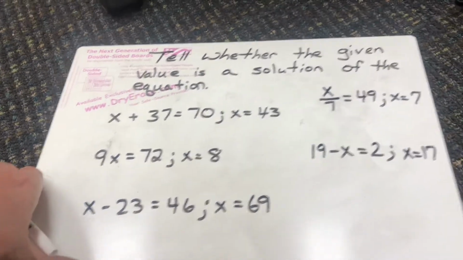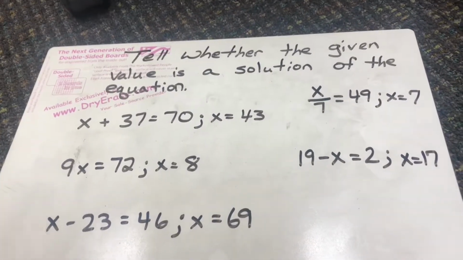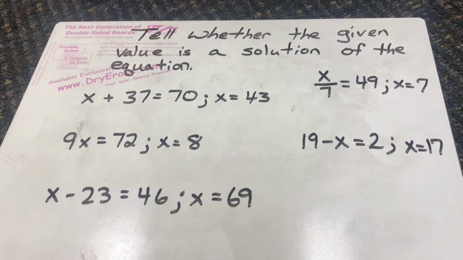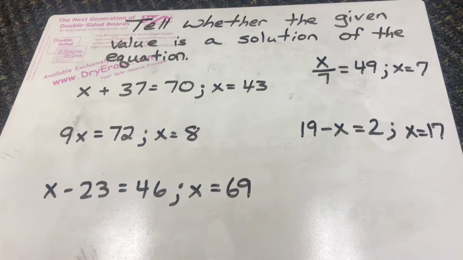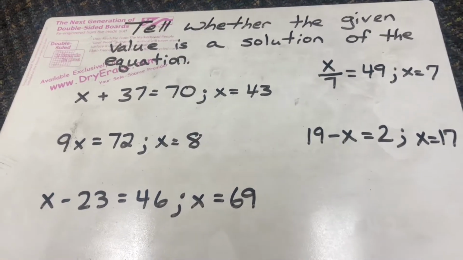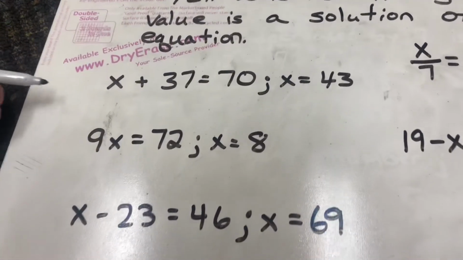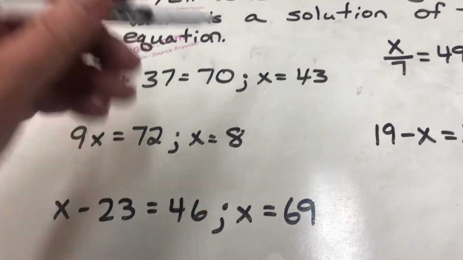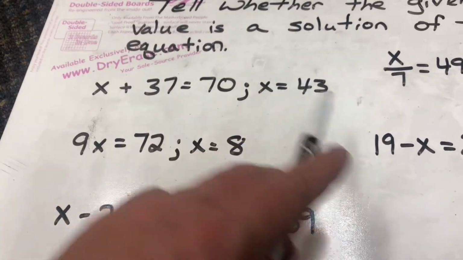All right, sixth graders, we're getting into this here. It says, tell whether the given value is a solution of the equation. So we're moving on. This is lesson 6.2, and you're going to look at a problem like this. For example, it says, x plus 37 equals 70. And then it says x equals 43.